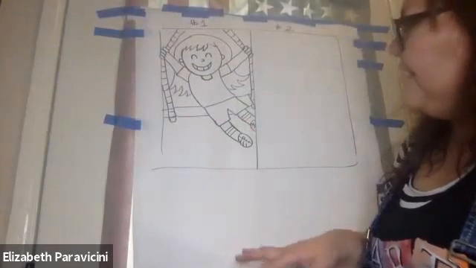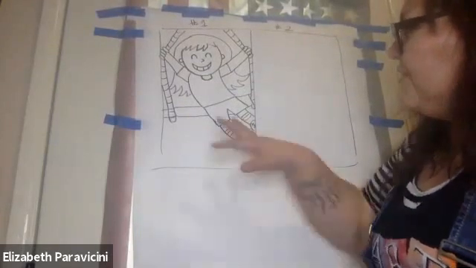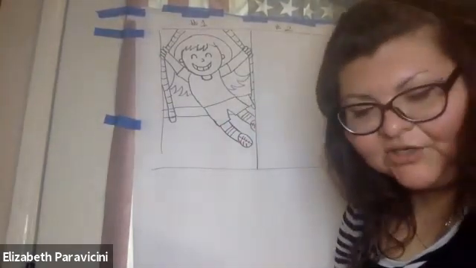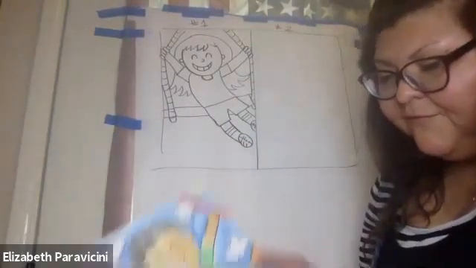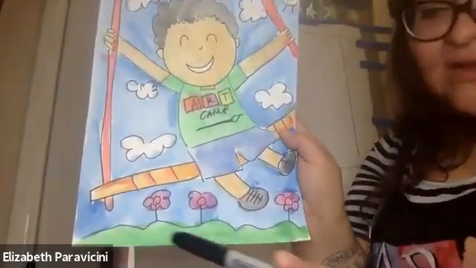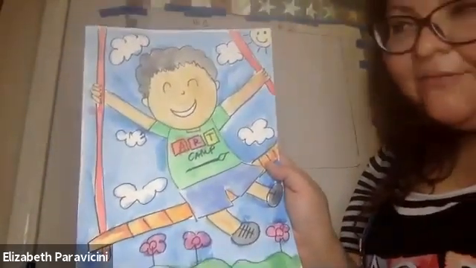So you have that part right there. Now, once you have this basic, this is basically your image. Now we're gonna start adding detail. For the one that I did as a sample, do you see I have grass here, I have flowers. You can add whatever you want.